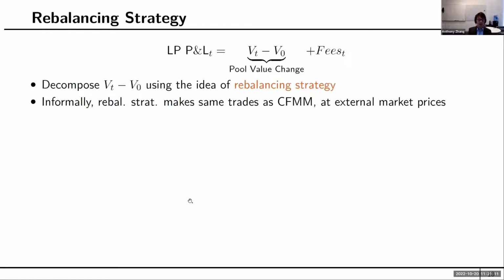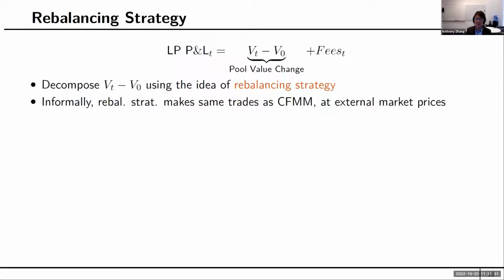Okay, now let me define the core conceptual idea of the paper. How do we split this pool value change into two intuitive components? The core idea is we're going to define a rebalancing strategy. A CFMM, as prices move, is shifting how much it holds in US dollars versus Ethereum.